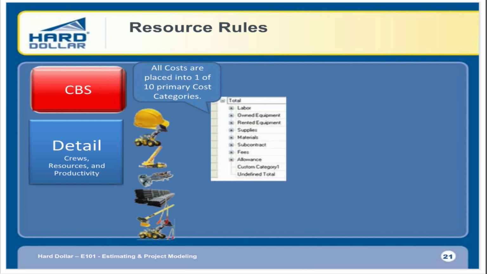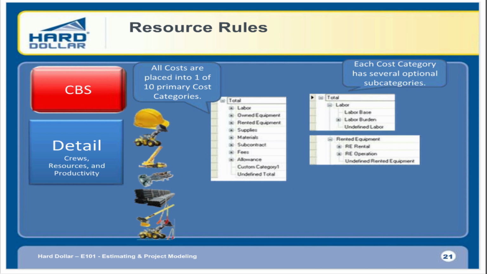All costs are placed in one of 10 primary categories. Those categories are labor, owned equipment, rented equipment, supplies, materials, subcontract, fees, allowance, custom category 1, or undefined total. Each of these 10 primary categories can be further expanded into subcategories as the illustration shows.